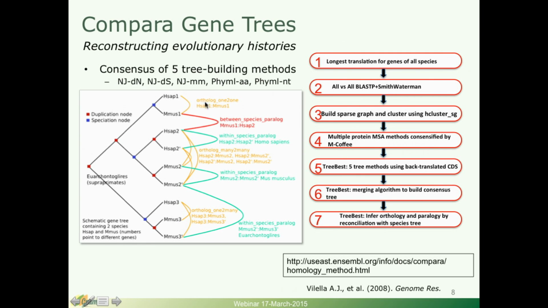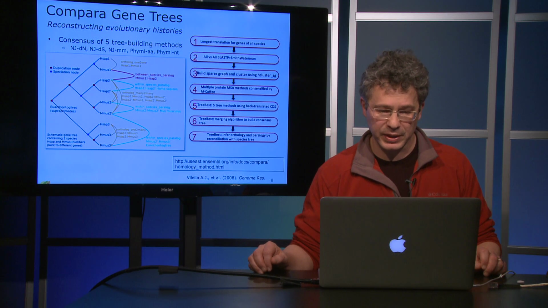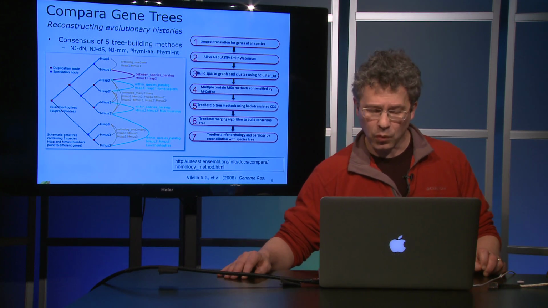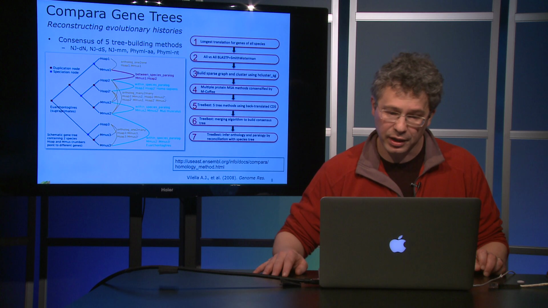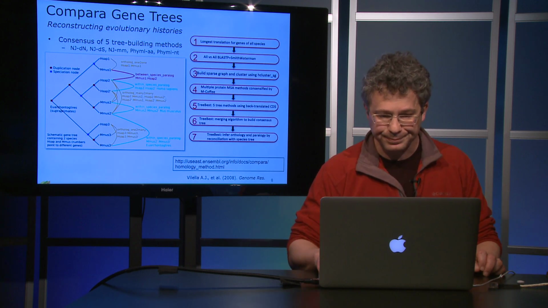And there are also various complicated relationships. Orthologs can be one-to-one, where there's just a single ortholog in each species, or there can be multiple orthologs in one species and only one in another, or there can be multiple to multiple.